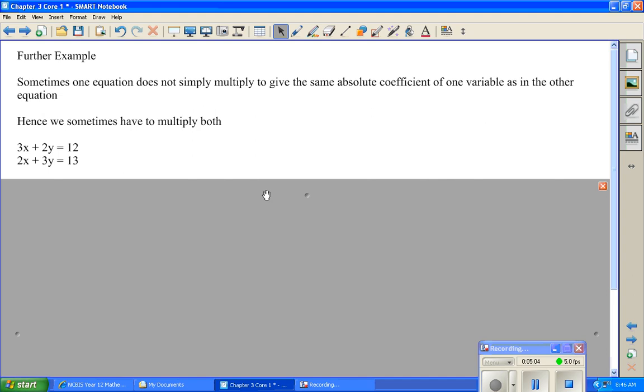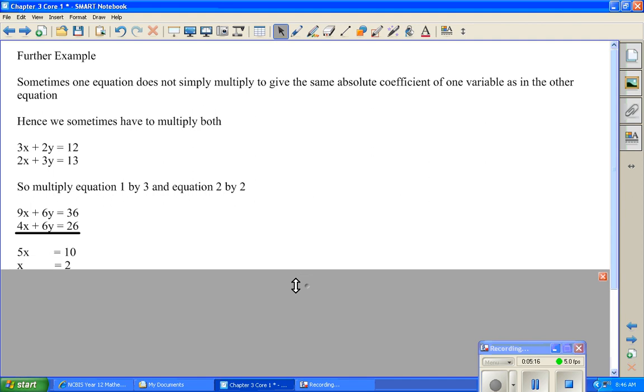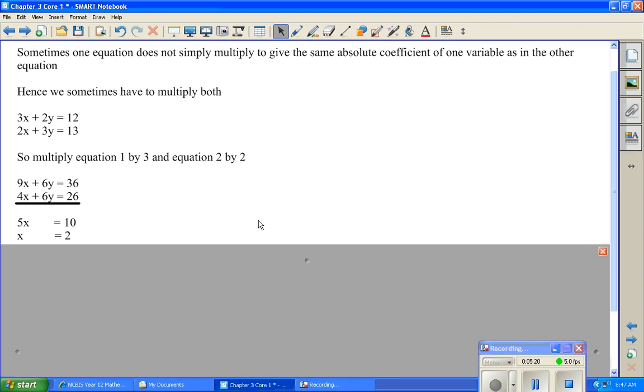So what I'm going to do is multiply this one by 3, that will get me 6y. And if I multiply this one by 2, that will also get me 6y. So there's no problem in multiplying both equations. Then I can run through the same process that I did before, where 9x plus 6y, 4x plus 6y. So the y's effectively cancel out, leaving me 5x equals 10 and x equals 2.